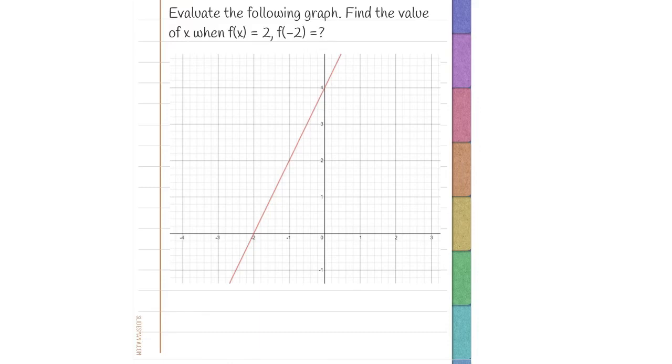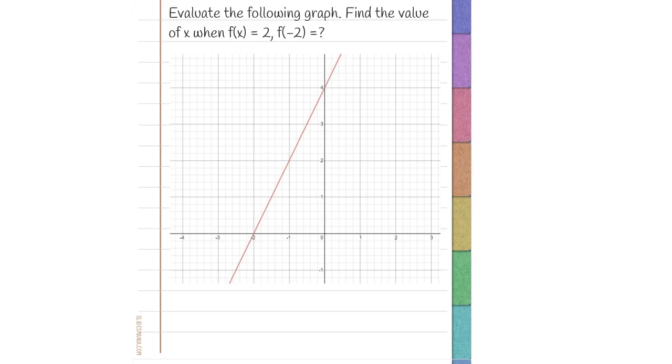All right, guys. So here is a video for how to evaluate functions given a graph. So it says evaluate the following graph. Find the value of x when f of x is equal to 2. What about when f of negative 2 is equal to question mark?